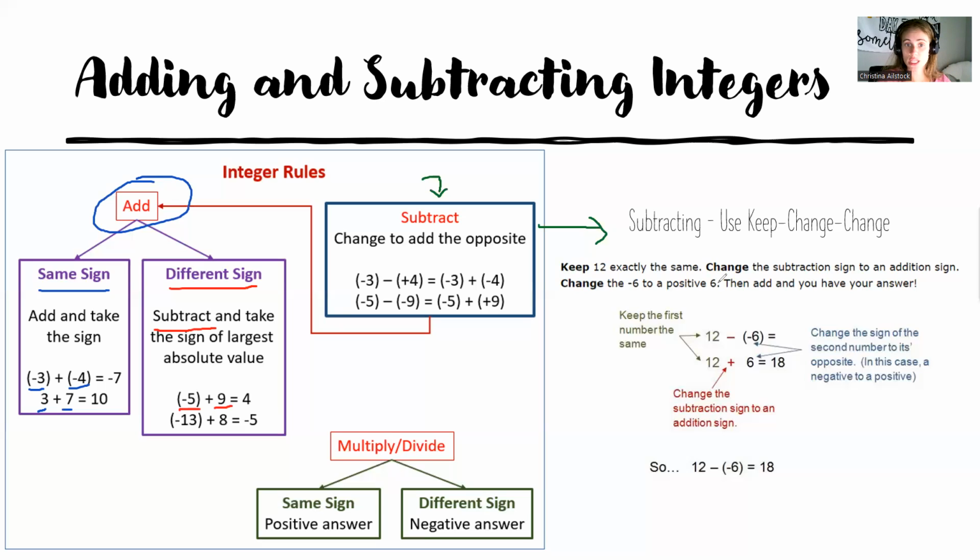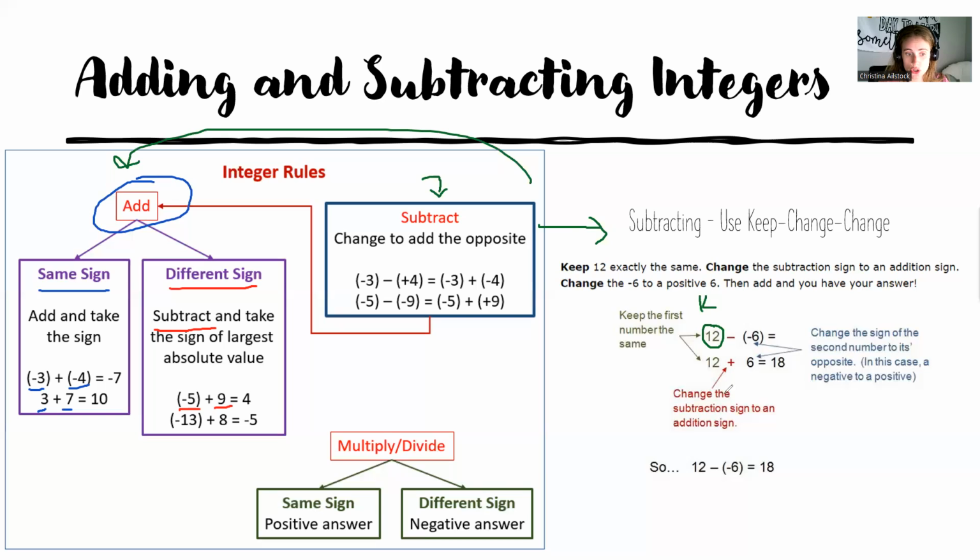So once we use keep, change, change, we just have to cycle on back and use our two adding rules, which is awesome because that means if you can get the adding rules down, subtracting isn't that big of a deal as long as you remember to keep, change, change. So that stands for you keep the first number the same.